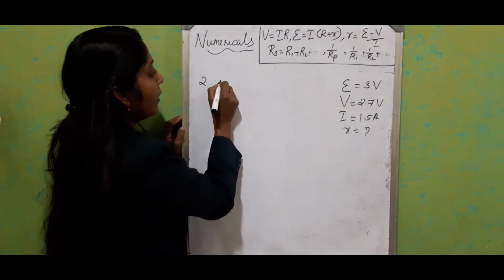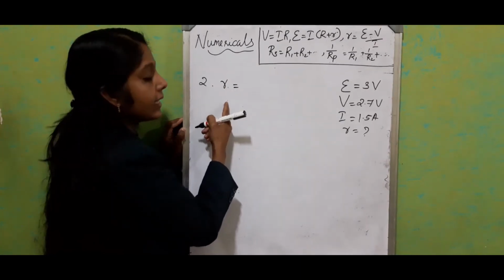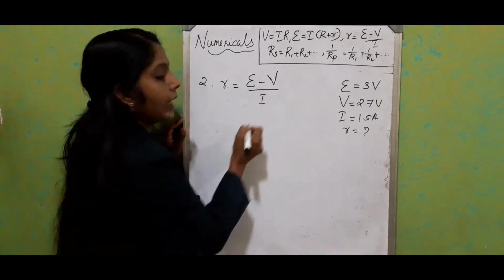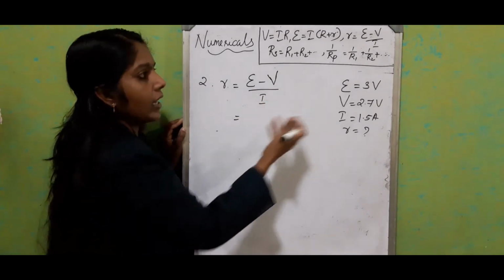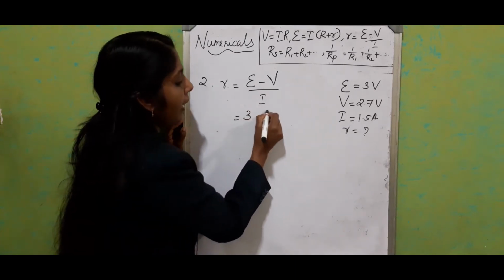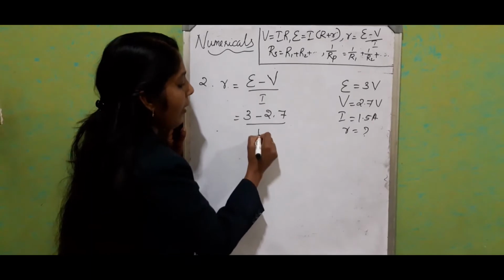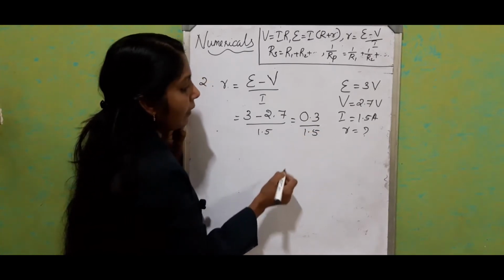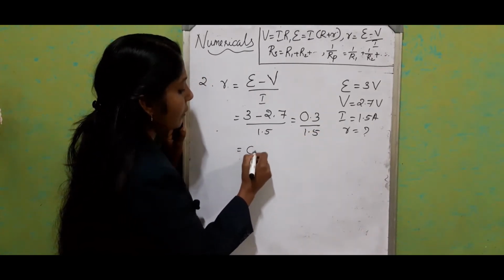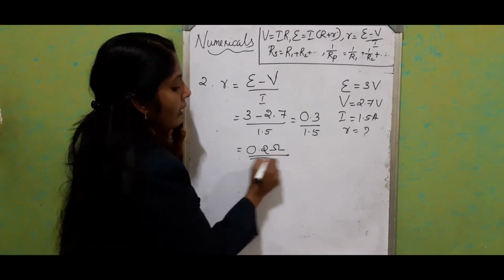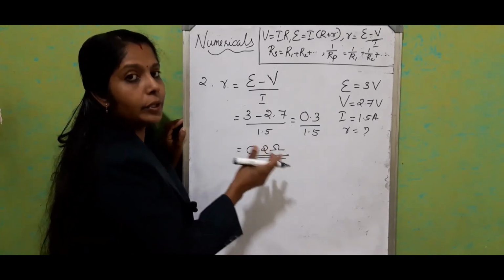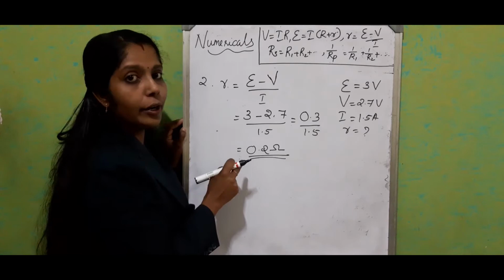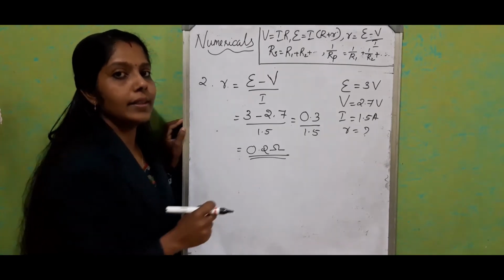So we have an equation. r, the internal resistance, is equal to E.M.F minus terminal voltage divided by the current drawn in the circuit. So directly we can find out the value. 3 minus 2.7 divided by 1.5. Here we will get 0.3 divided by 1.5. 0.3 divided by 1.5 is equal to 0.2 ohm. This is the resistance, so the unit of the answer is ohm. So the internal resistance of the cell is 0.2 ohm. Let's see the third question.